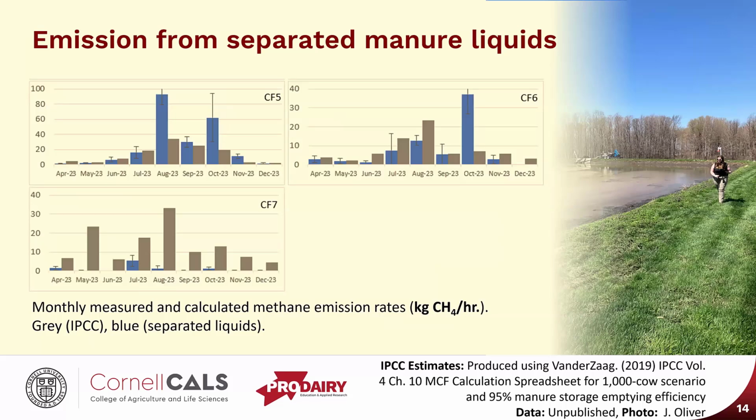So this is the data from those farms. And so what we did with this model from Andrew van der Zag, again, using the IPCC methodology, is we just sort of reduced the volatile solids input to get those estimates, and then measured, in this case, are in blue. So again, we have some months that seem really high, but then other months where we have some good congruency. And then, again, some systems that seem to just generate a little bit less methane.